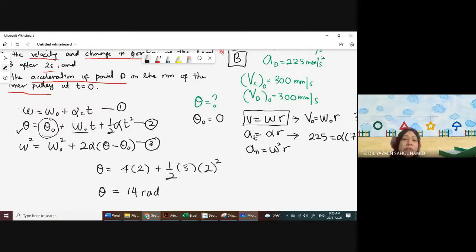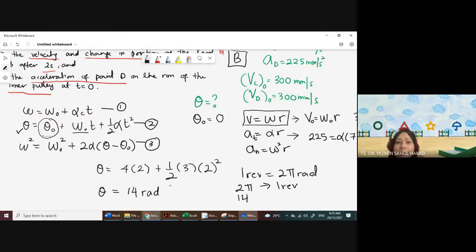Okay. Sekarang ni soalan dia nak apa? Determine the number of revolution by the pulley in 2 seconds. So, dia nak dalam bentuk revolution. Okay, tadi kita dah tahu 1 rev sama dengan 2 pi rad. So, macam mana? So, berapa revolution? Senang je. 2 pi sama dengan 1 rev.